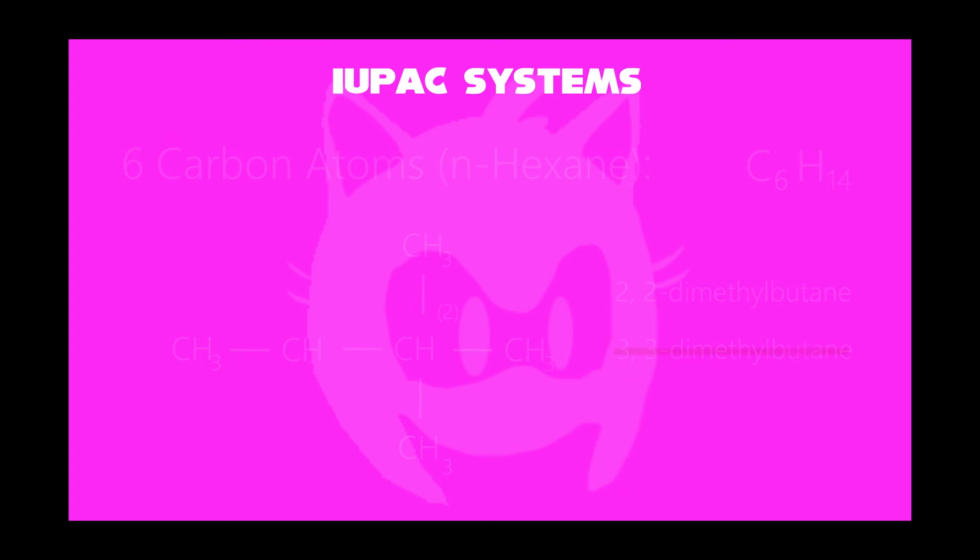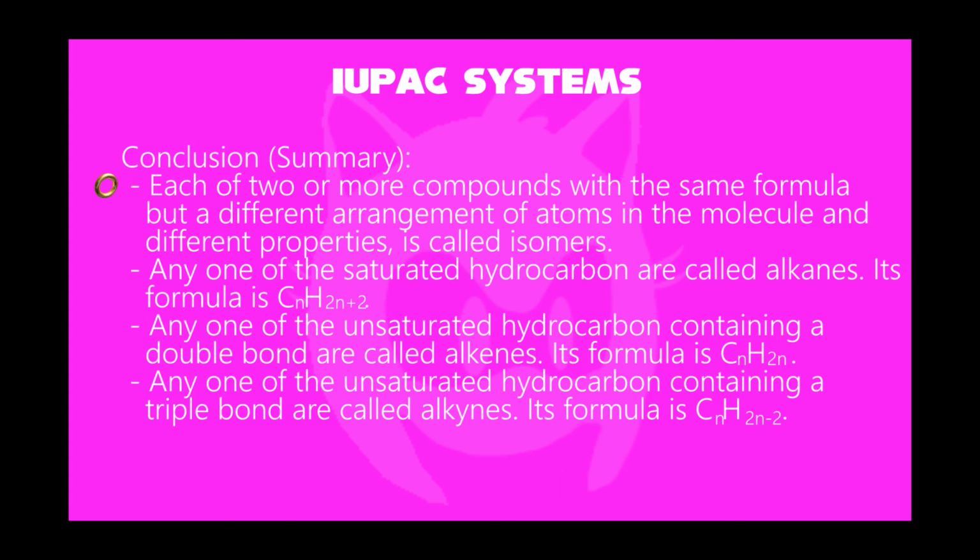We conclude the following. Each of 2 or more compounds with the same formula, but a different arrangement of atoms in the molecule and different properties, is called isomers. Any of the series of saturated hydrocarbons are called alkanes. Its general formula is CnH2n+2.